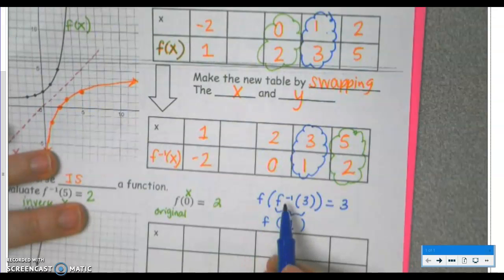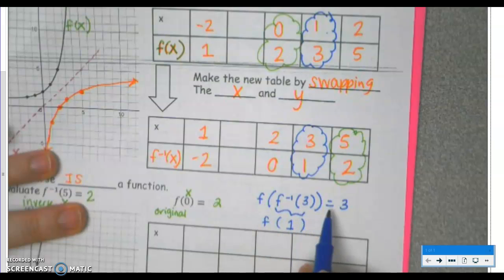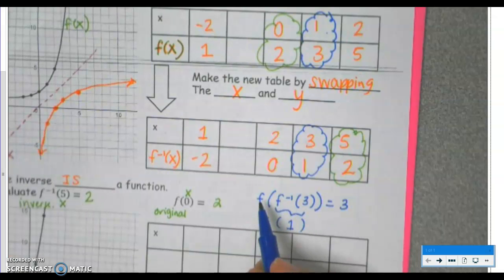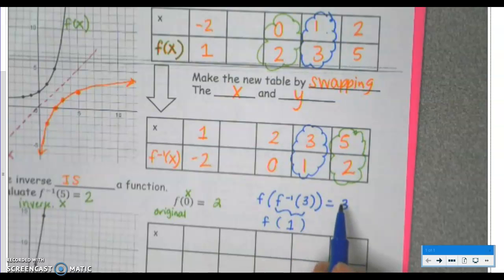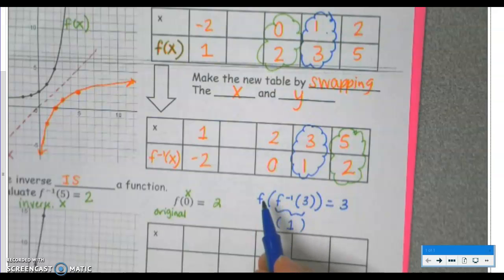Anytime you have this composition where you have both of them, the answer is going to equal whatever that number is in the parentheses. So I can give you a number that's not even on this table. I can have you do that same notation, but put 200 in here. And it doesn't matter that you don't have a graph, you don't have the equation, you don't have a table. If this was 200, then the answer would be 200. And that's whenever you're doing the original and the inverse in the same problem.